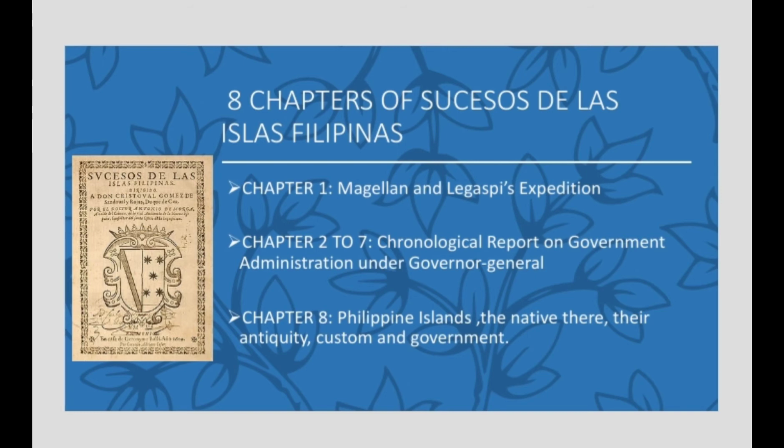So next, the 8 chapters of Sucesos de las Islas Filipinas. Chapter 1 is all about Magellan and Legazpi's expedition, and chapters 2 to 7 are all about the chronological report on the government administration under the Governor General. And last, chapter 8 is all about the Philippine Islands, the natives there, their antiquity, custom, and government.